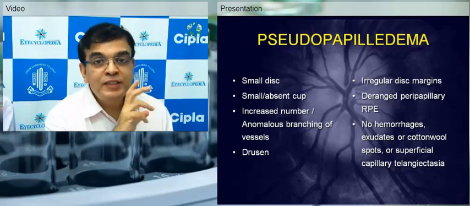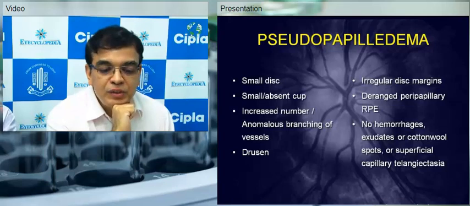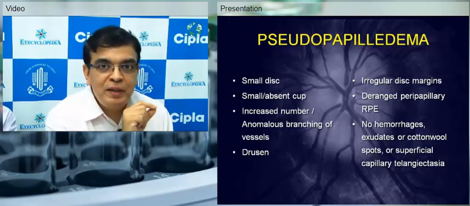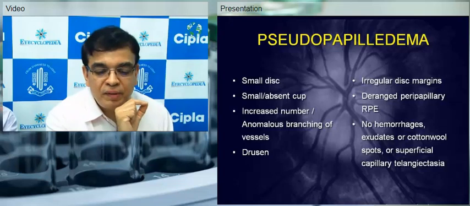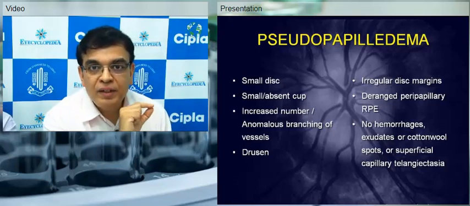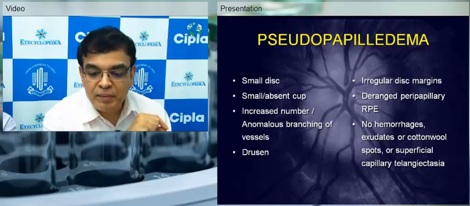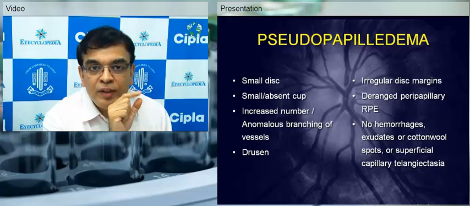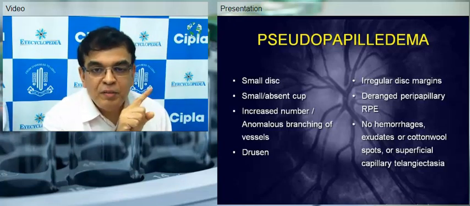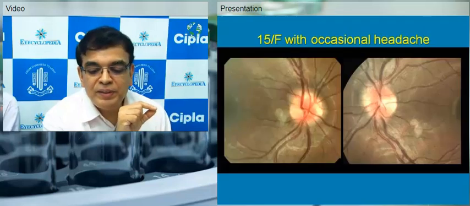So to summarize the pictures that we've seen so far, pseudopapillary edema is characterized by small discs. The cup is usually small or absent. You can have anomalous branching of the blood vessels. Occasionally visible drusen can be seen. The margins of the disc are irregular. If you look at the peripapillary area, you may find RPE changes there, but you definitely won't find hemorrhages, exudates or cotton wool spots.